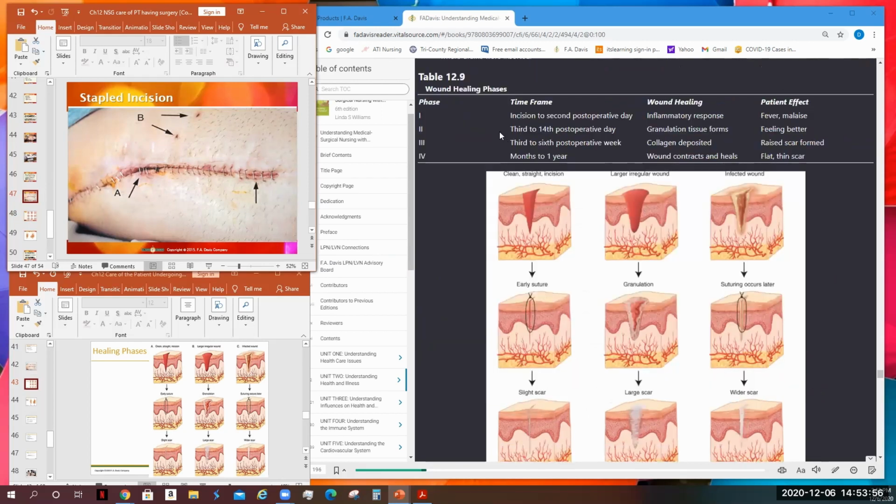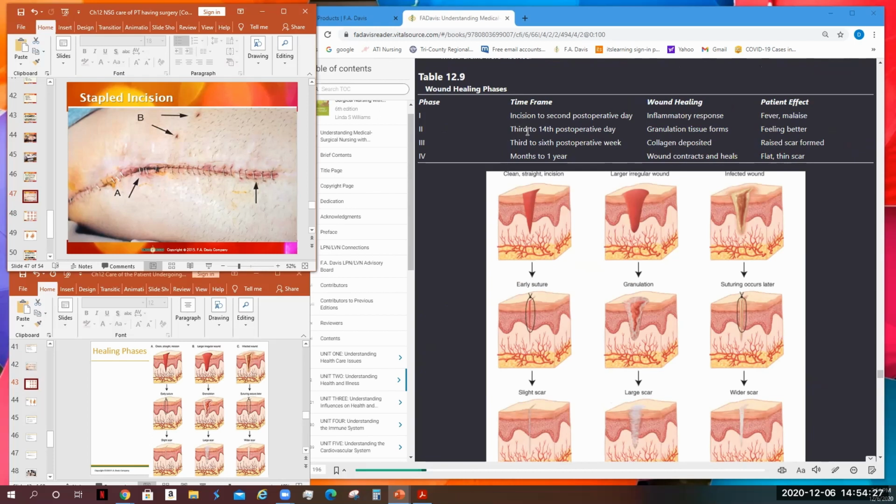Wound healing phases. Phase 1 has a time frame from the incision to the second postoperative day. Wound healing includes an inflammatory response, and the patient effect is fever and malaise. The second phase of wound healing is the 3rd to the 14th postoperative day. This is when granulation tissue forms, and the patient may be feeling better.